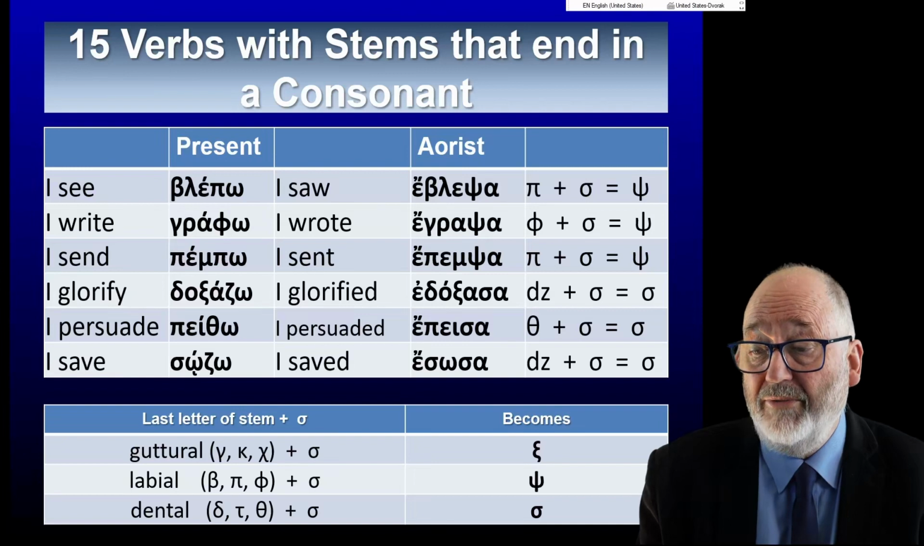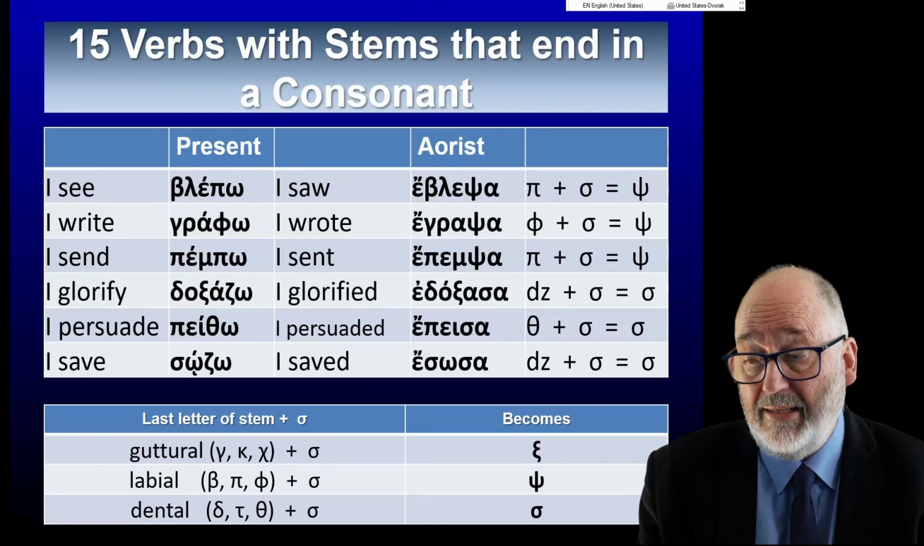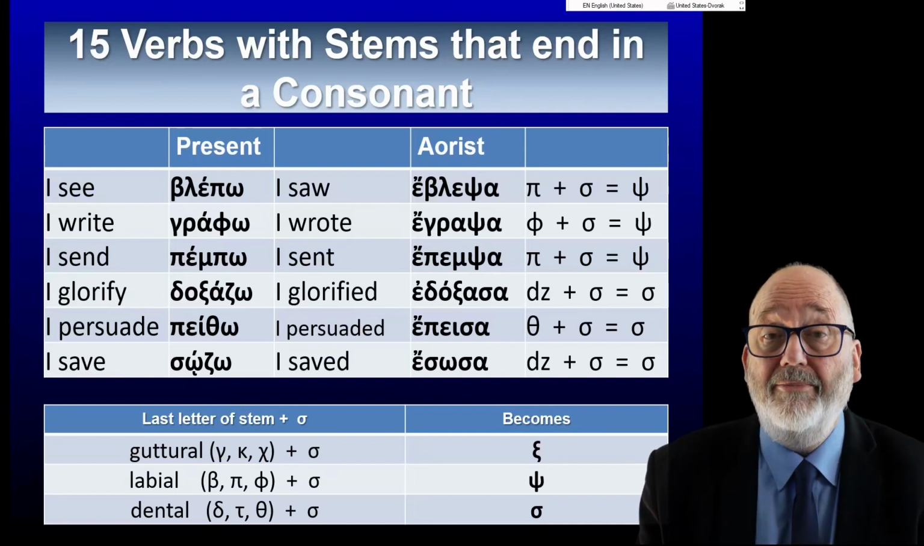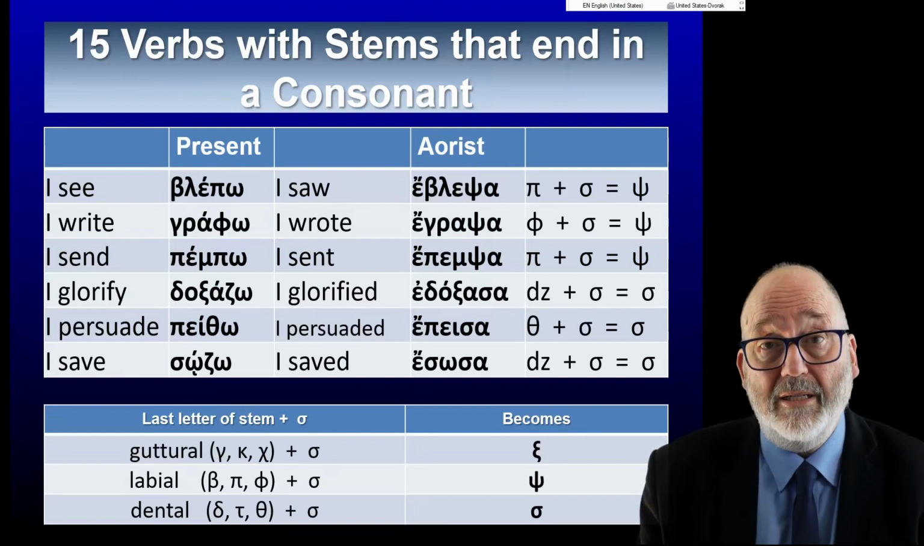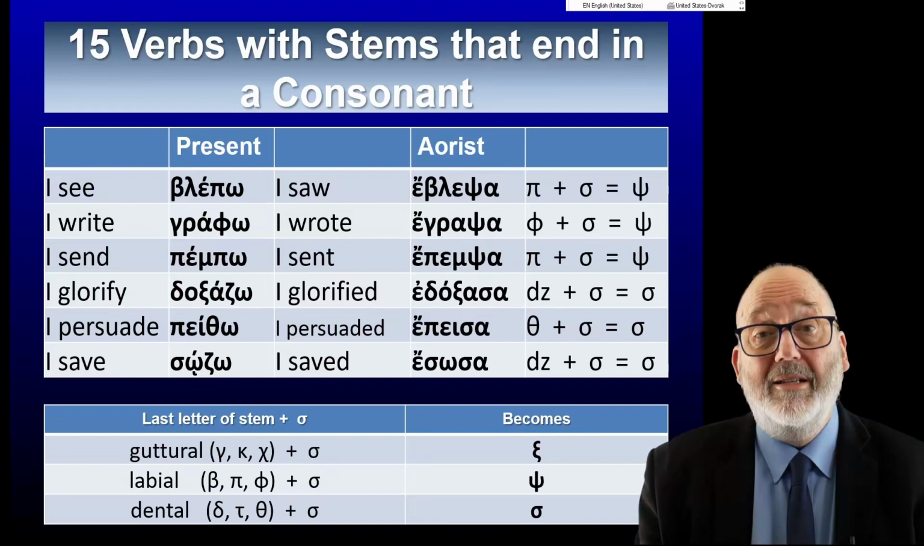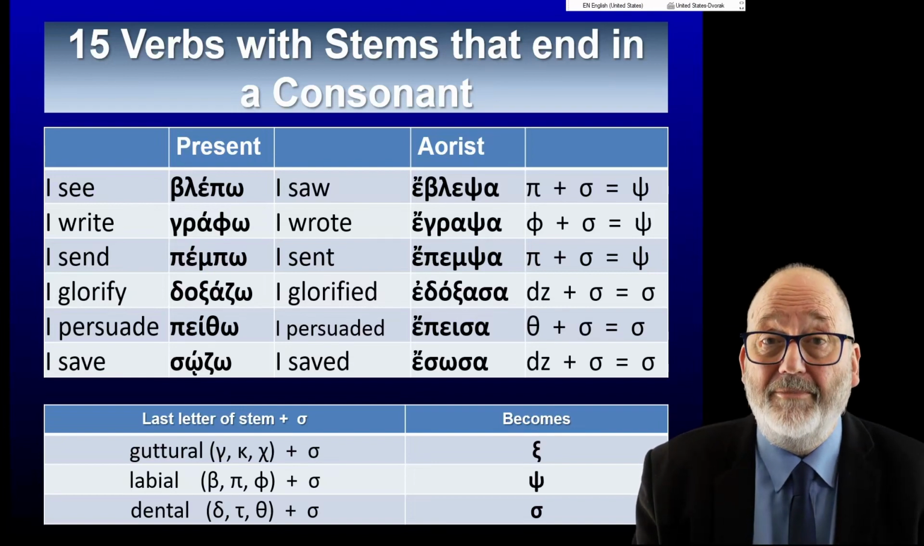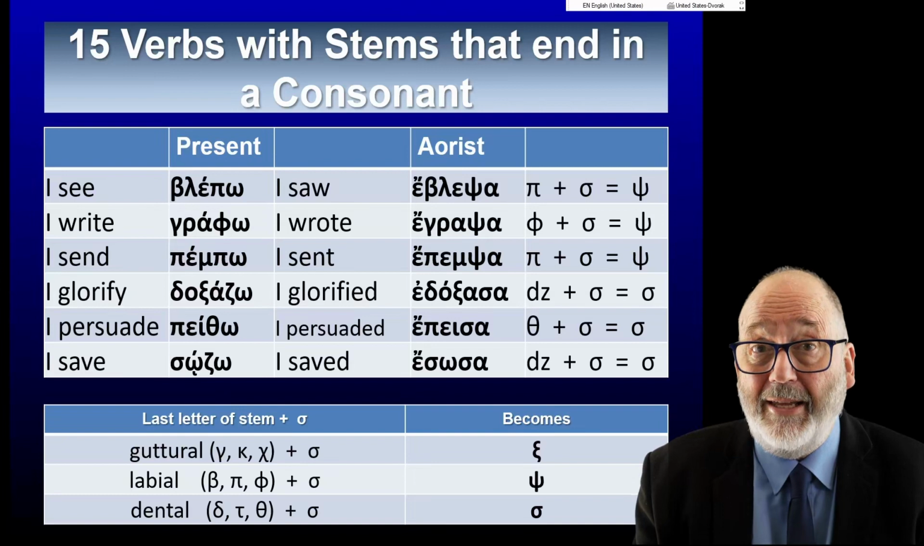So the aorist of doxadzo is doxasa. Pytho, the theta is a dental, so theta plus sigma disappears. So the aorist of pytho is paisa. Sozo is another verb that ends with zeta, but here the zeta acts almost like a dental and disappears.